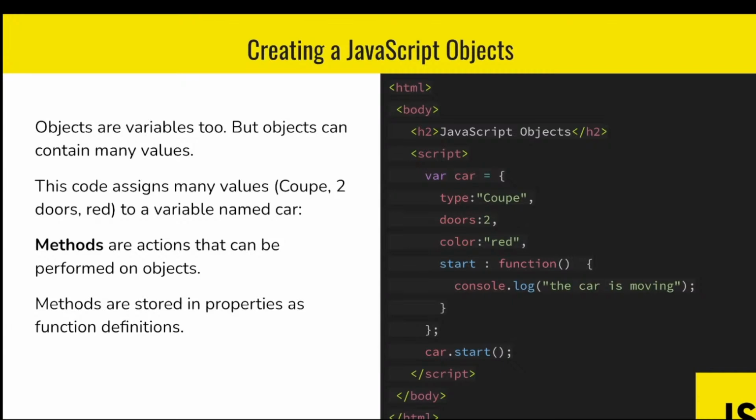Then in the other part, start happens to be a method. Methods are things that you can do on the object. So what can you do on an object? You can start it, on this particular object. You can actually start the car, and the way we wrote the function, it also has another curly bracket for you to write what you want start to do. In this case, we just output to the console log that the car is moving. And that's what this code is all about. This is just to create an object.